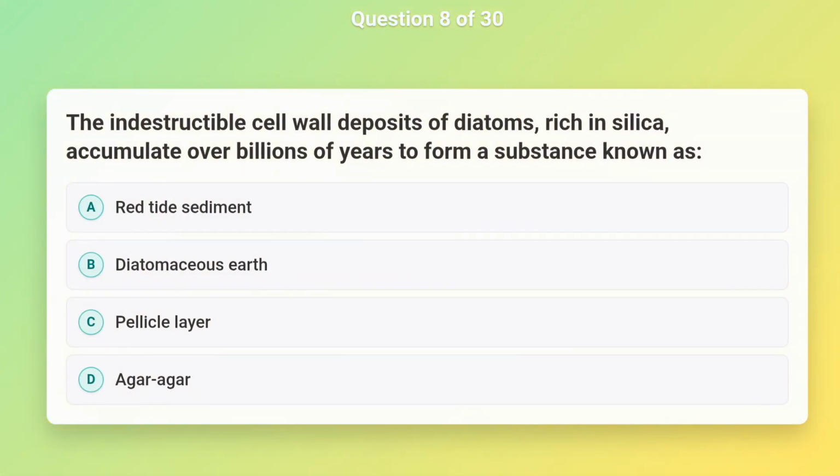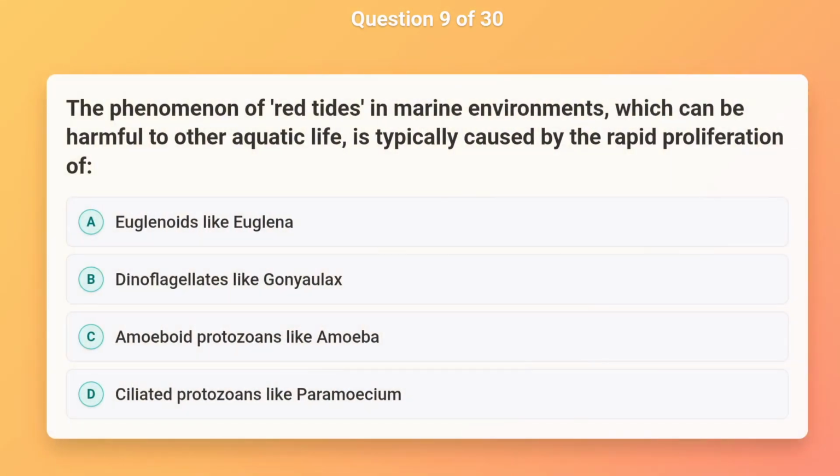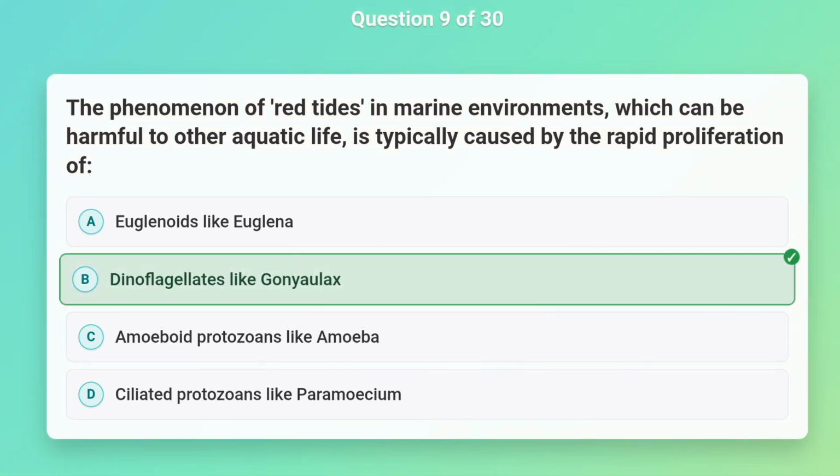The indestructible cell wall deposits of diatoms, rich in silica, accumulate over billions of years to form a substance known as diatomaceous earth. The phenomenon of red tides in marine environments, which can be harmful to other aquatic life, is typically caused by the rapid proliferation of dinoflagellates like Gonyaulax.